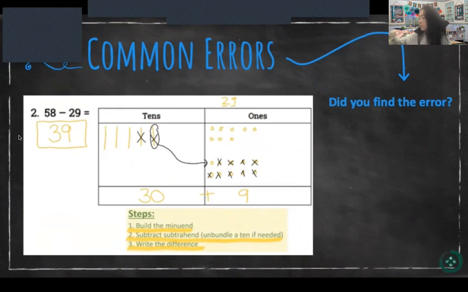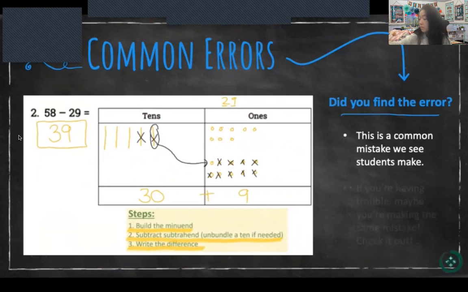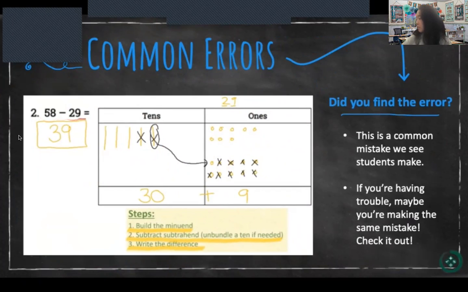Let's begin our error problem. Here we see the equation 58 minus 29 is equal to a number. Step 1 is to build the minuend. Our minuend is our starting number, and that number is 58. We can build it with 5 tens and 8 ones.